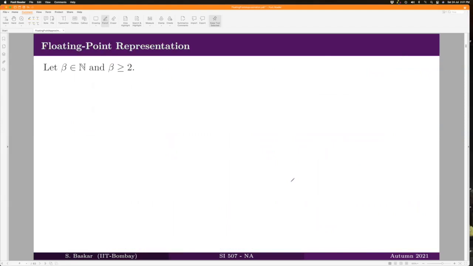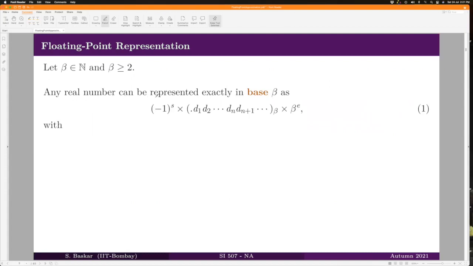As a first step, let us understand how a computer stores numbers in its memory. For this, we will introduce a notion called floating point representation. Let beta be a natural number which is greater than or equal to 2. Then any real number can be represented exactly in base beta as (-1)^s times 0.d1 d2 up to dn, d(n+1), and it goes on, in base beta, times beta to the power of e, where the di's are numbers between 0 and beta minus 1, with the important condition that d1 is not equal to 0. This is very important. Or, if you want to represent the number 0, then all the di's are 0.